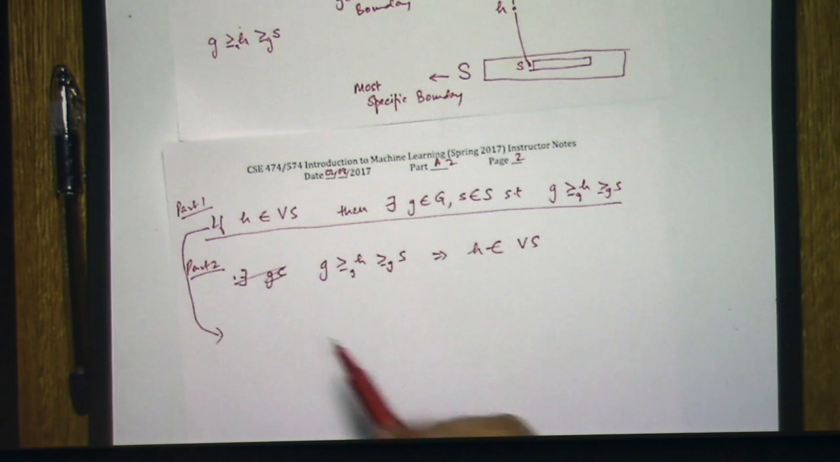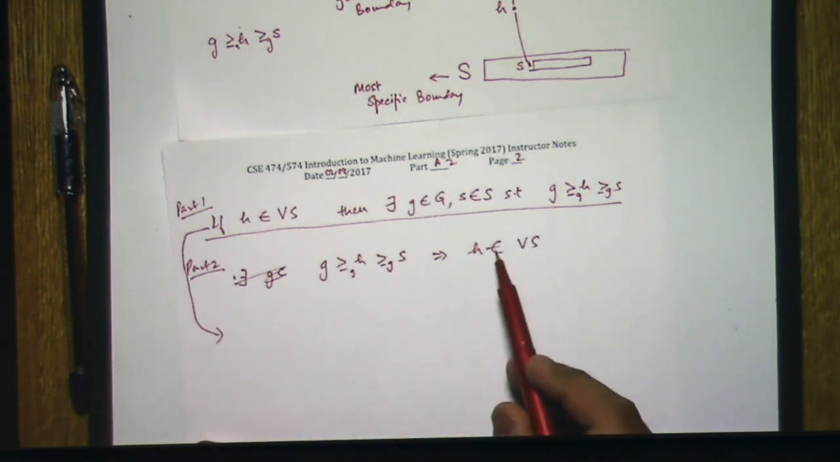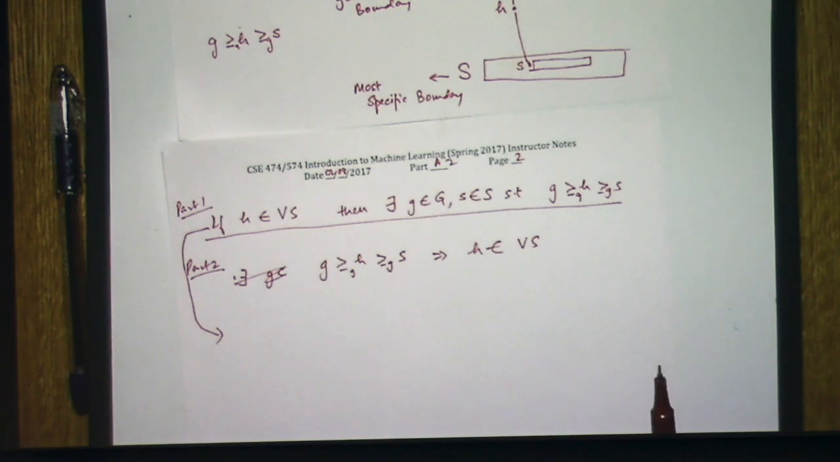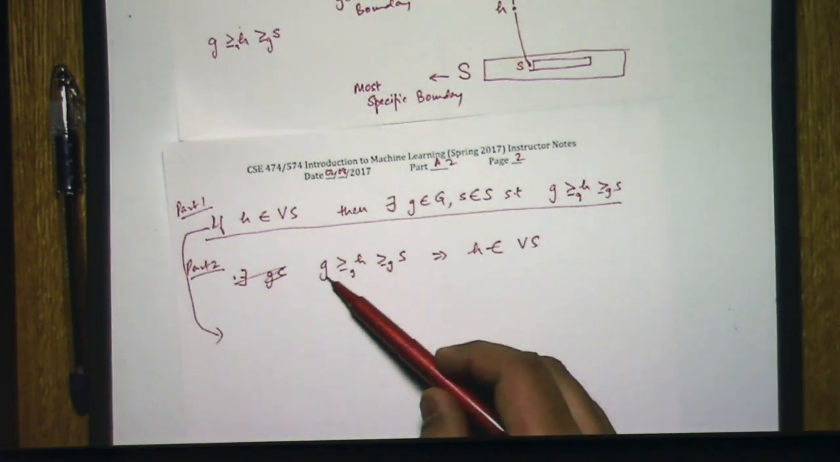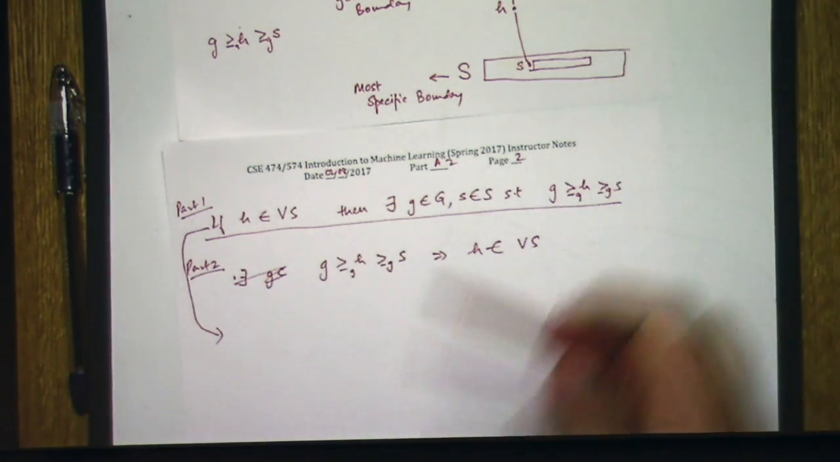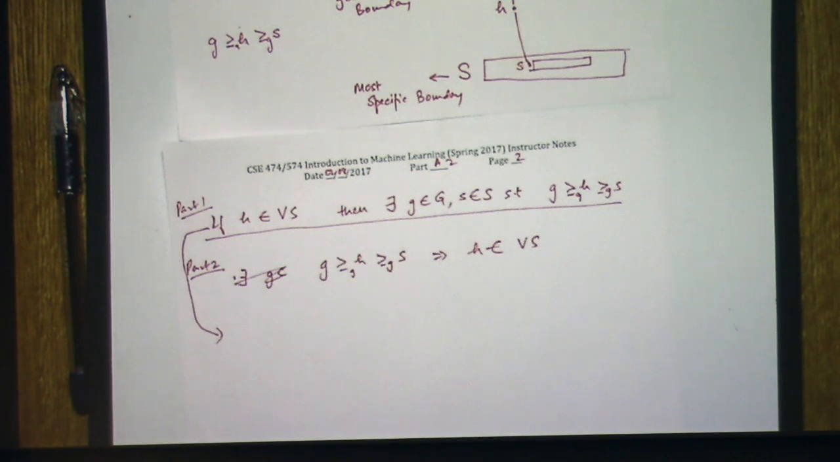And then you can also look at the other side as well, which is that if H belongs to the version space, then you will have something on either side which will bound it. That proof you do more by contradiction. So let me just bring up the proof here.